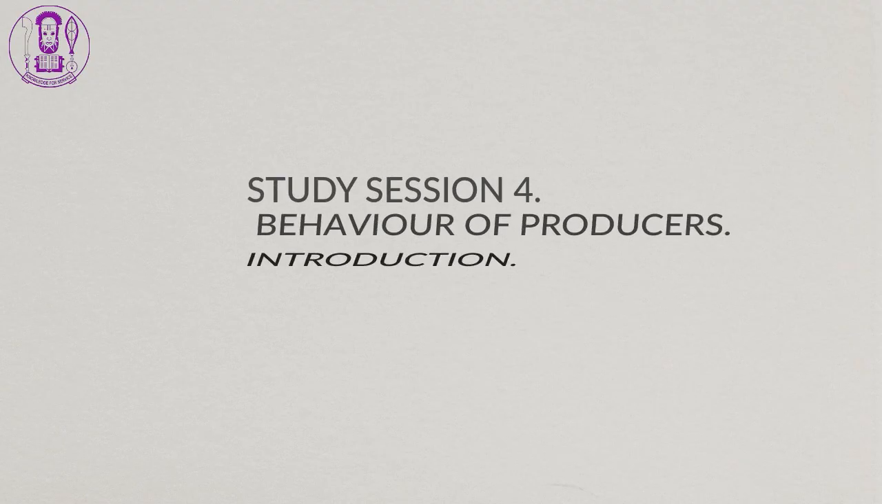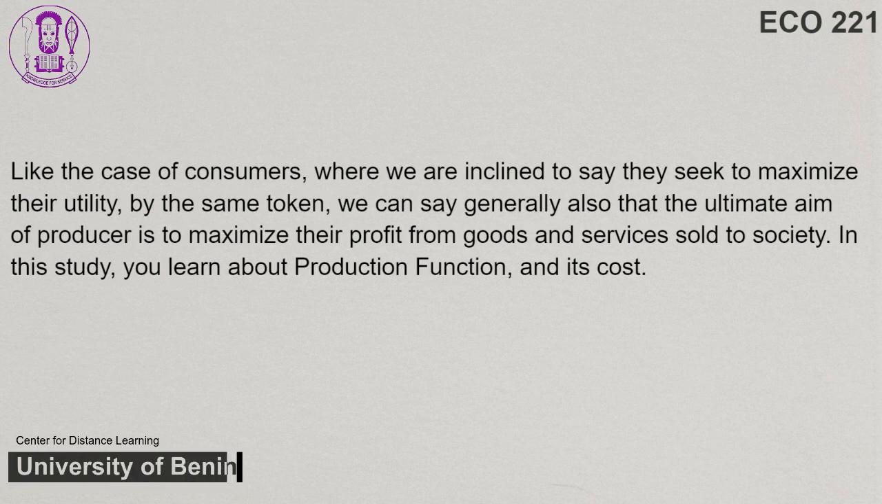Study Session 4. Behavior of Producers. Introduction. Like the case of consumers, where we are inclined to say they seek to maximize their utility, by the same token, we can say generally also that the ultimate aim of producers is to maximize their profit from goods and services sold to society. In this study, you learn about production function and its cost.